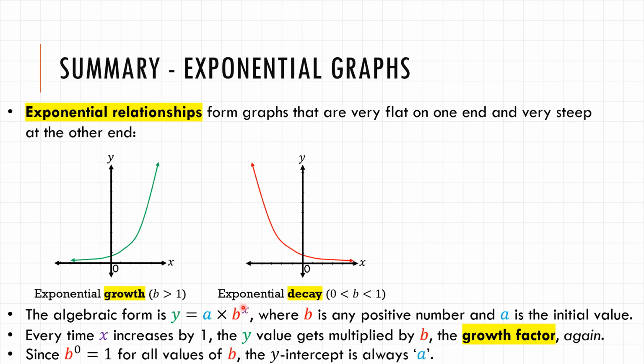If it's 0, then b to the power of 0 is 1, which means we'll be left with a times 1, or just a. And when x is 0, then we are exactly here, right? We're always at the y-axis. And for that reason, the y-intercept of any exponential relation is always this value here, a.